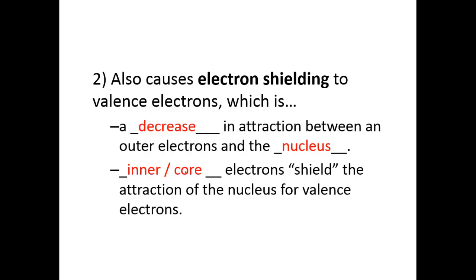Our second factor is going to deal with what we call electron shielding. Electron shielding, we're going to focus again on those valence outer electrons, is a decrease in attraction between the outer electrons and the nucleus. The inner or the core electrons, as we'll call them, shield the attraction of the nucleus for the valence electrons.